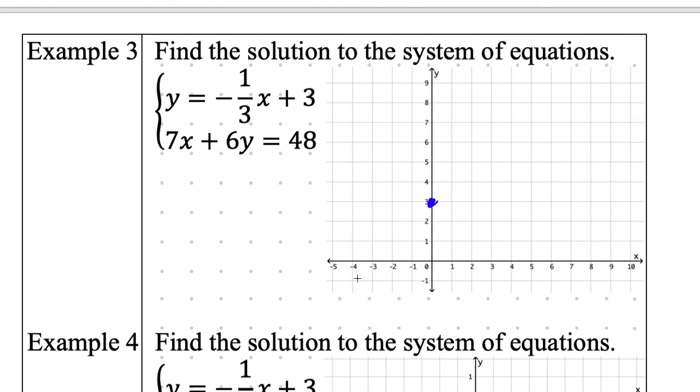And then from there, I'm going to have to do a little bit of math to figure out what my next point is. Charles, talk to me. You go down 1 and the right 3. It is indeed down 1, right 3.